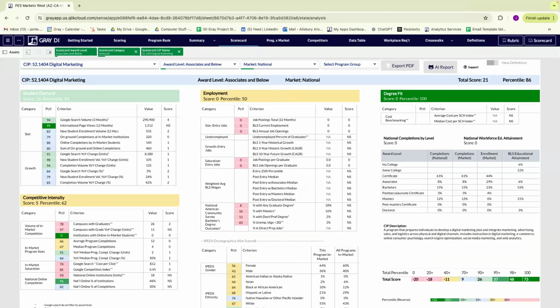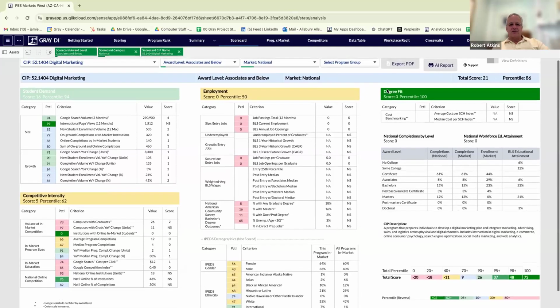Market, I'm going to pick national. And you'd have the option as a subscriber to see when I do this right. I'll pick a rubric first. This is a scoring rubric.